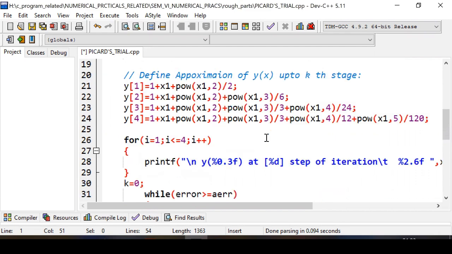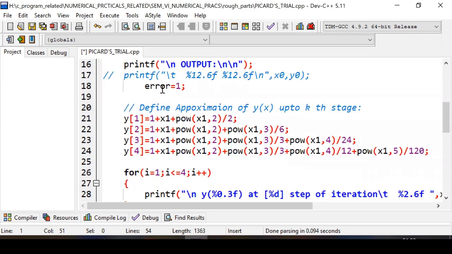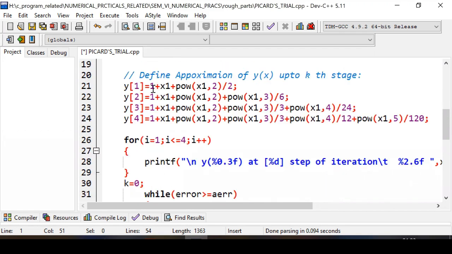And then we have to calculate the value of each of these expressions at the desired point. The desired point means at the point x1, that is 0.1. So that is what I am doing here. For i running from 1 up to 4. Why 4? Because I have calculated only these four expressions, so it will go up to 4. If you increase it, then obviously we will get just arbitrary values because we have not calculated them. And if you decrease it, then obviously you are just decreasing the accuracy level here.